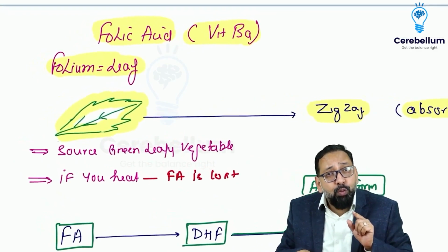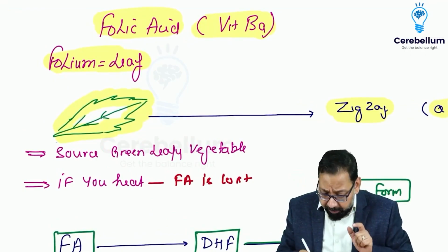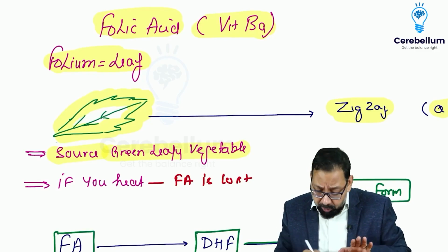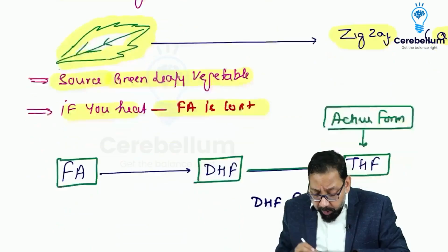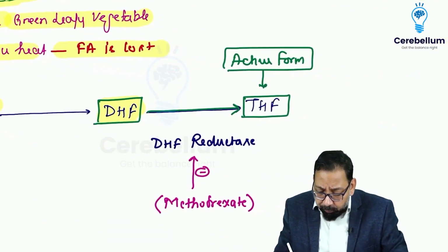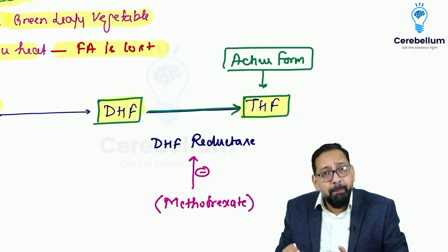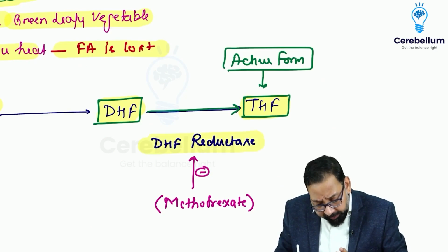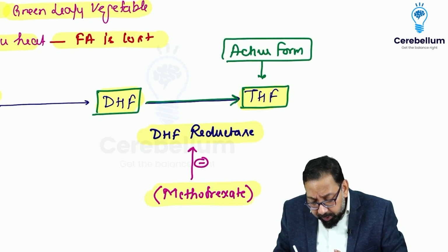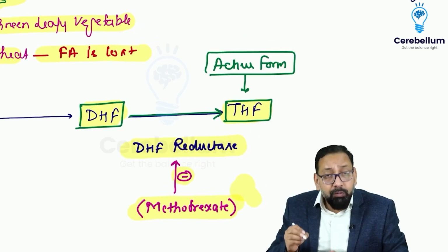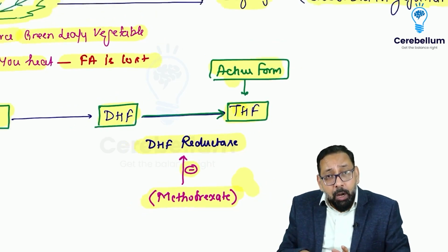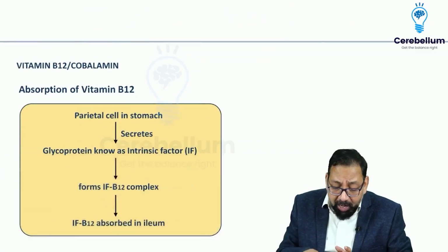The source of folic acid is green leafy vegetables. If you heat, folic acid is lost. Folic acid is converted to dihydrofolate. This dihydrofolate is converted to tetrahydrofolate by the enzyme dihydrofolate reductase, which is inhibited by methotrexate. The active form of folic acid is tetrahydrofolate.